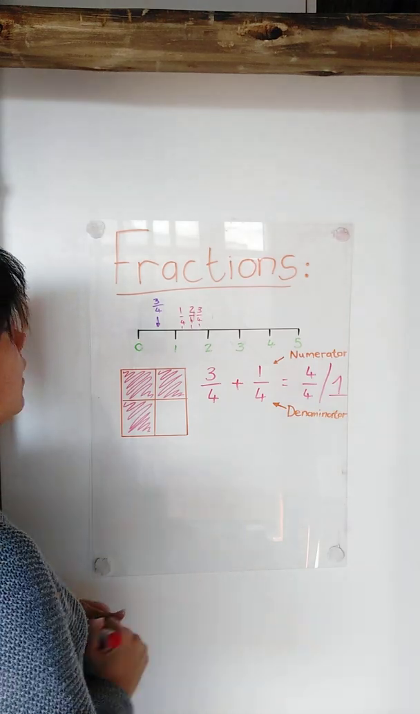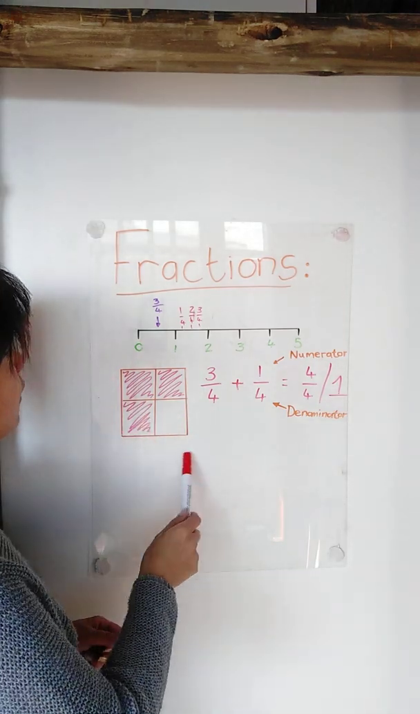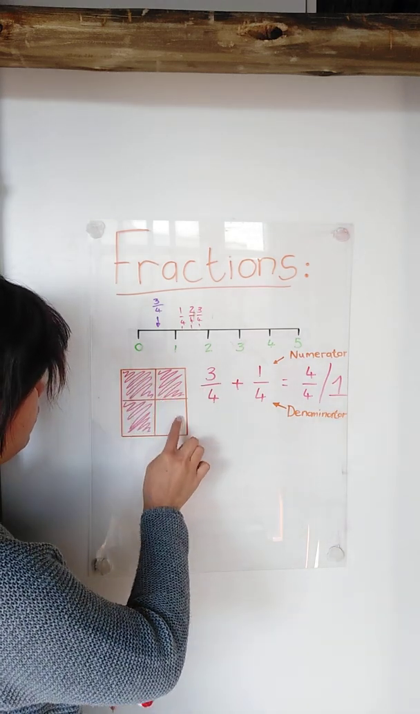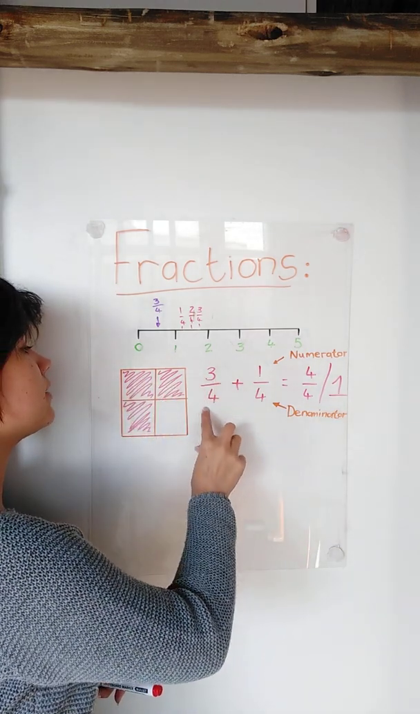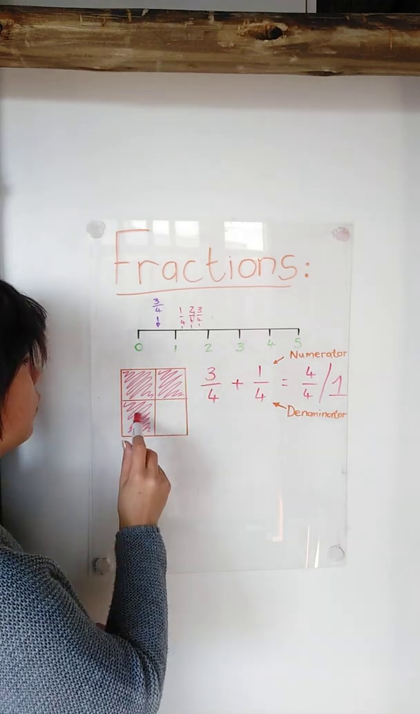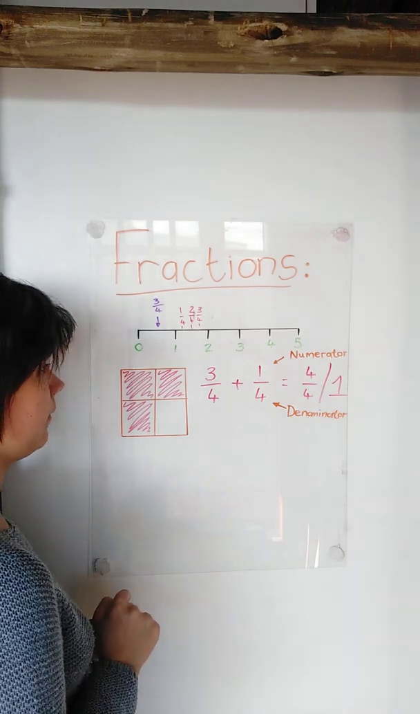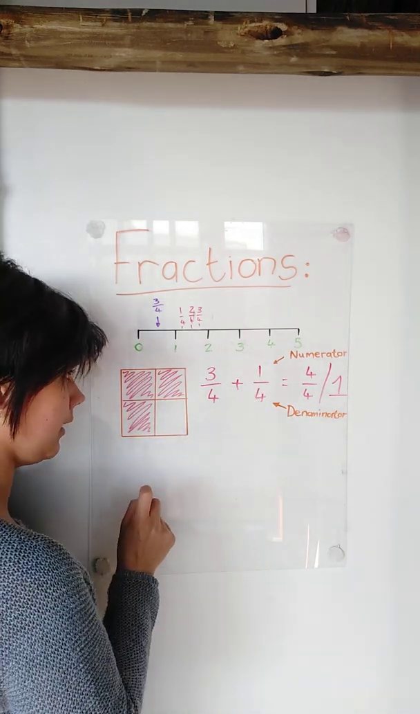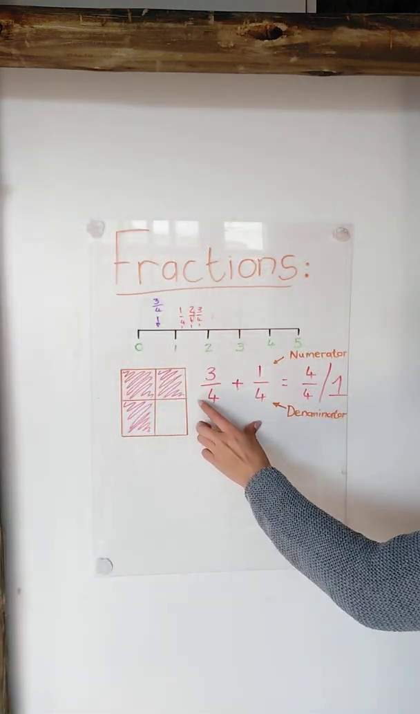Okay, so now I want you to have a look at this box. Now it's divided into 4 boxes, 1, 2, 3, 4. So when we write a fraction, the 4 will be underneath. Then on top we will say that 3 of them are colored in, and 1 out of the 4 is not colored in.